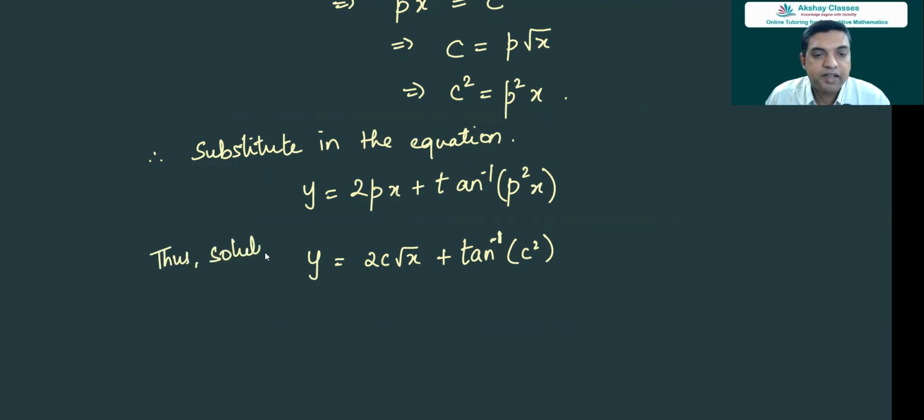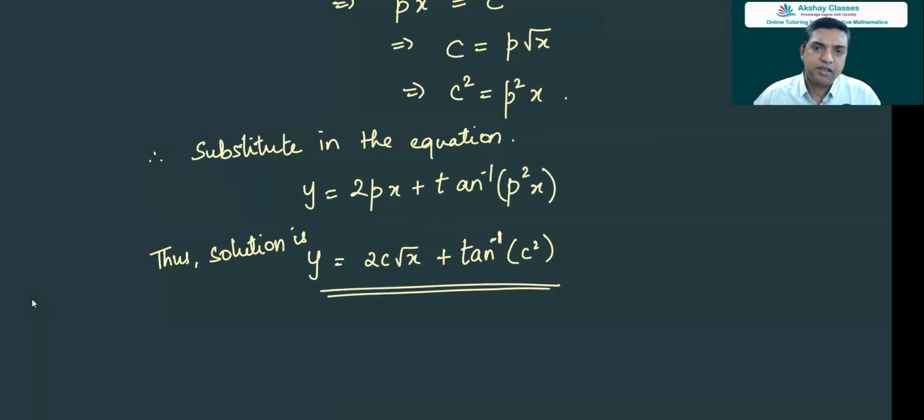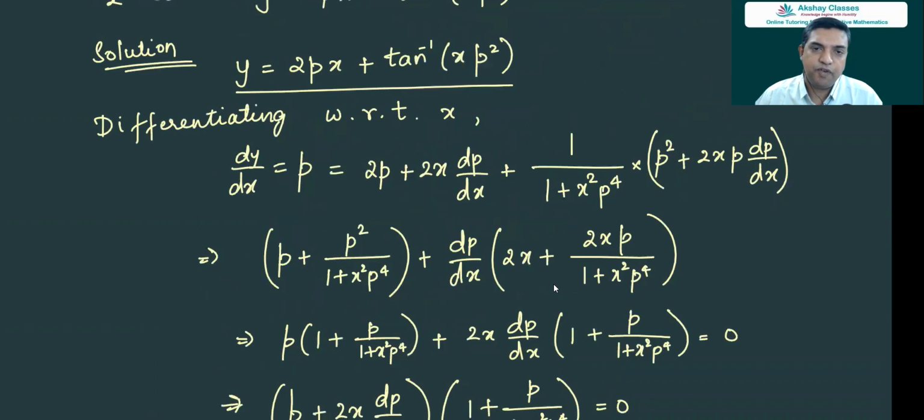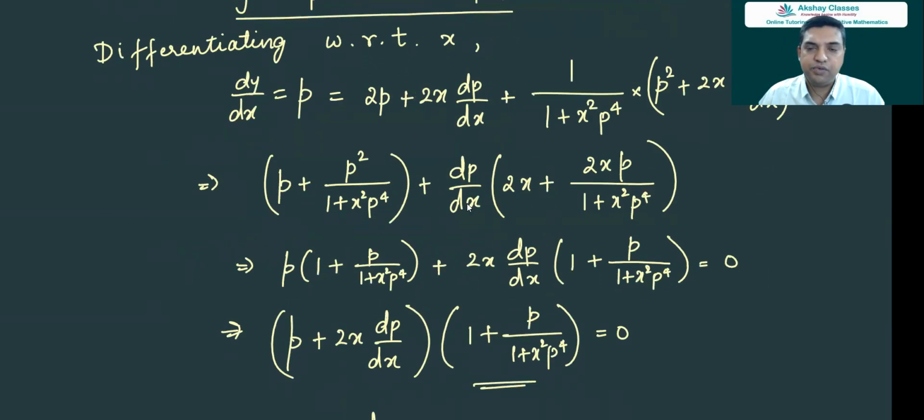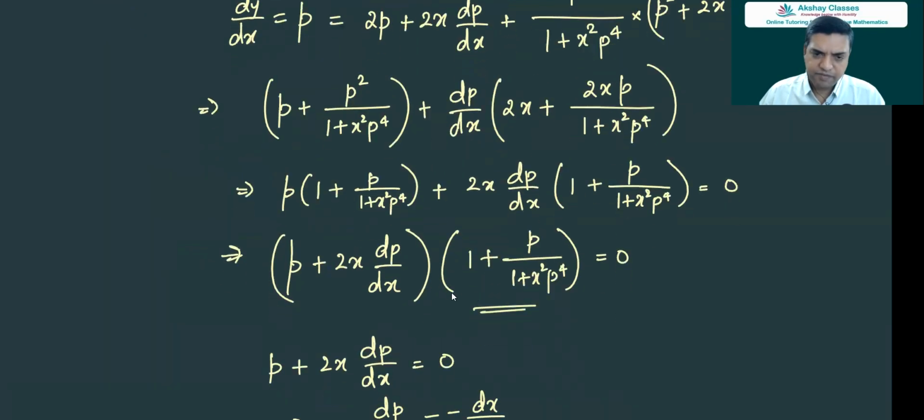So this automatically gives you the solution. This is a little roundabout way of doing it, but this is a method. When it is in this form, y is equal to 2px plus some function like this. So what we did, again, we differentiated with respect to x, wrote this in terms of p and tried to solve. And we got a differential equation in p.